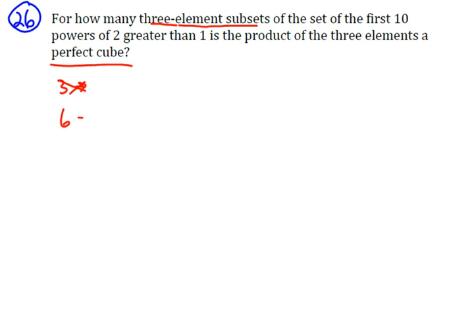What about a multiple of 6? Well, the only possible way to do that is 1, 2, 3. 1 plus 2 plus 3. Okay, so there's only one way that's a multiple of 6. What about a multiple of 9? Now we're getting to where we're going to have some more options.